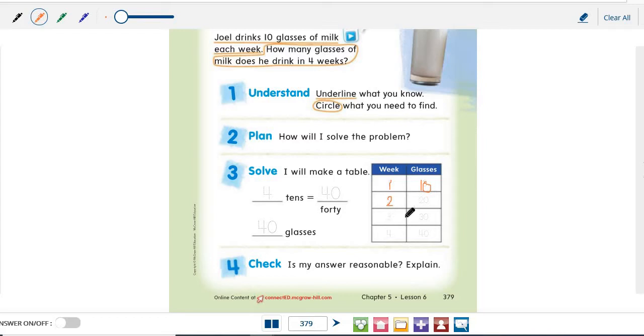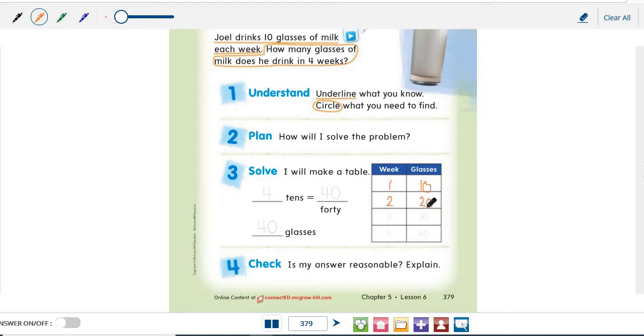But how many glasses does Joel drink in these 2 weeks? 10 for the first one and 10 for the second one. So for both of them, he will drink 20. Great job. Now you know how to skip count by 10, grade 1.